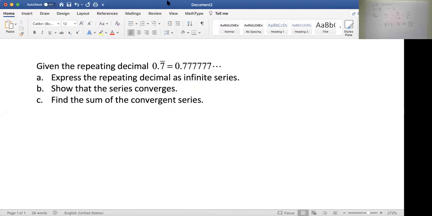So we believe that this converges to 7/9, but I think I can also get that from the graphing calculator. So remember, that's what we're looking for. We're looking for the sum of the convergent series. We believe it sums to 7/9.